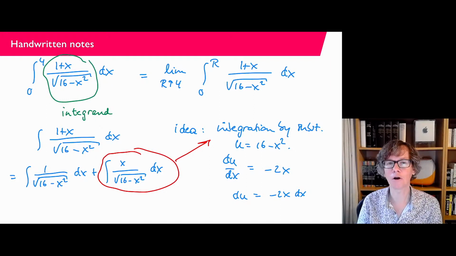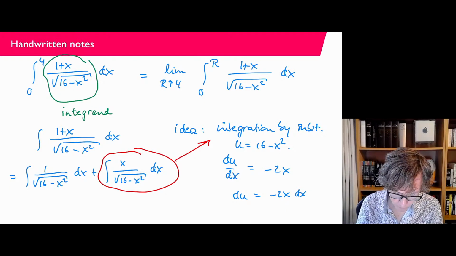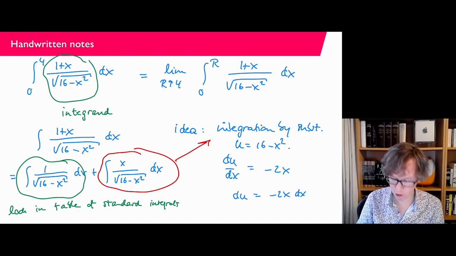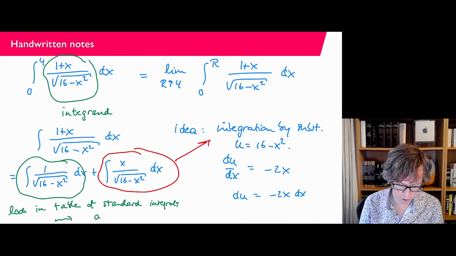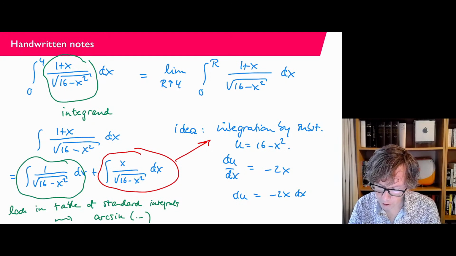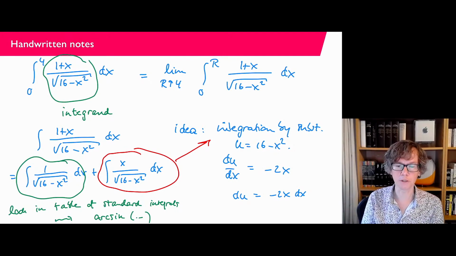But that one looks a lot like an arcsine. So for this one, you look in the table of standard integrals. That's the table that you get with the exam, the formula sheet. And then you see that this is going to be the arcsine of something. So that's our plan. Let's see, I've got plenty of time. Let's solve this and do these two integrals, because I think this is something that is important for the exam too.